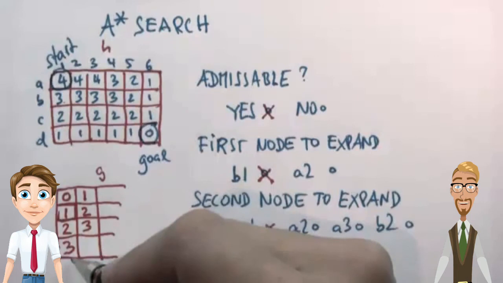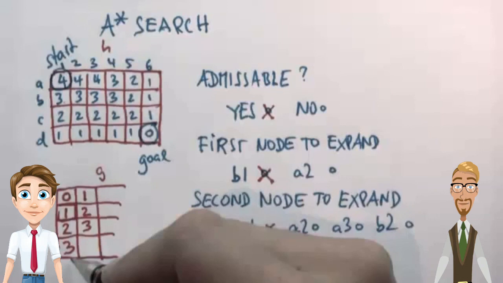The G function of A1 is 0. G of A2 is 1. G of B1 is 1. G of B2 is 2. G of C1 is 2. G of C2 is 3. G of D1 is 3.